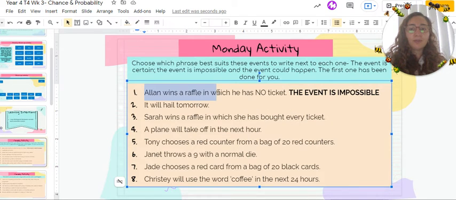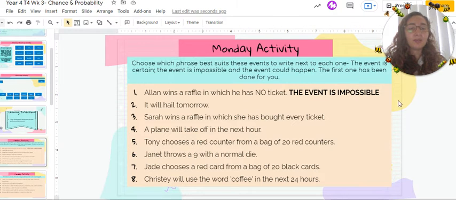So the first one: Alan wins a raffle in which he has no ticket. So he has no ticket in the raffle. Then the chance of him winning anything is impossible because he wasn't in it in the first place.